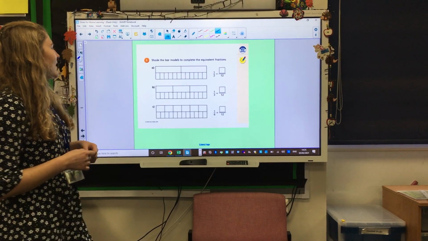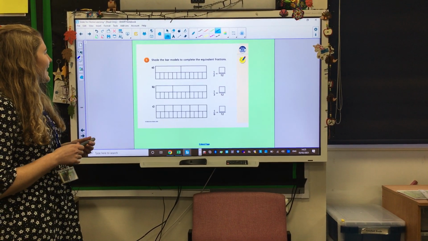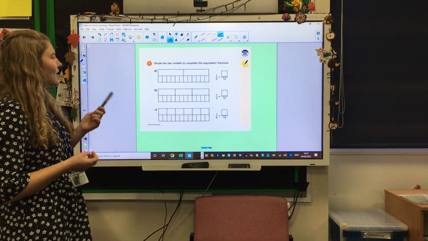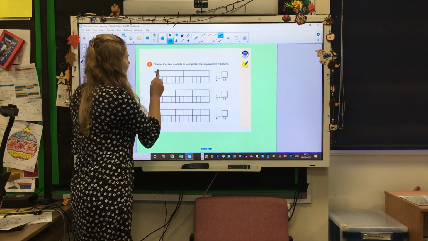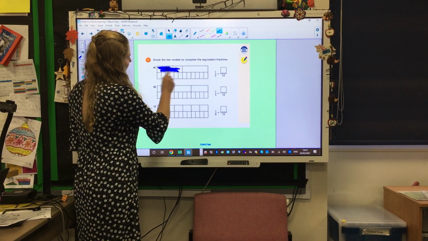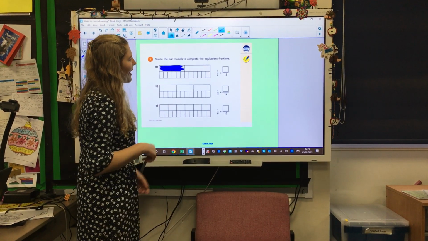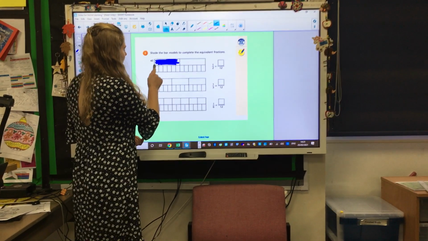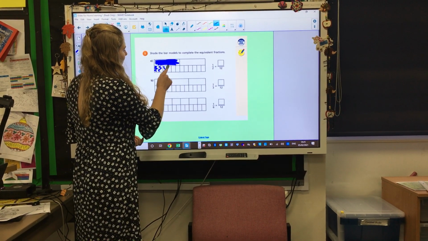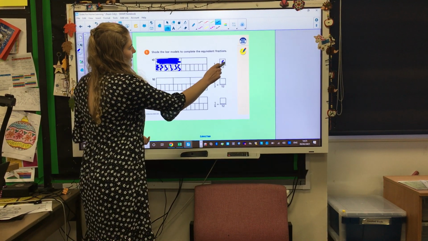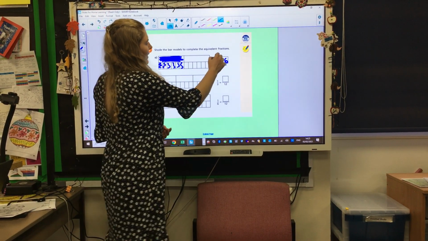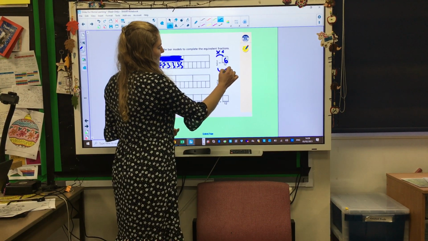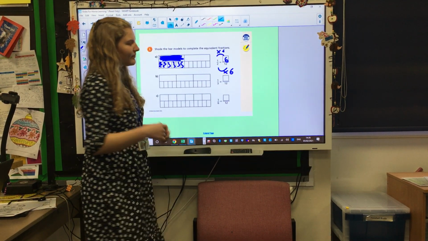Alright, so we've got some lovely questions to work through here. Shade the bar models to complete the equivalent fractions. Okay, so here we've got 1/2, shade, shade, shade, shade, shade, is the same as how many 12ths? So we can use this to help us. 1, 2, 3, 4, 5, 6. It's going to be the same as 6/12. So can you see here, we've times the top number by 6, and we've times the bottom number by 6.